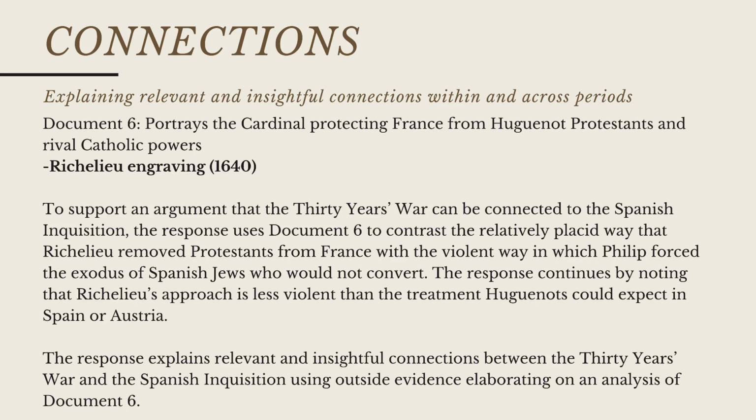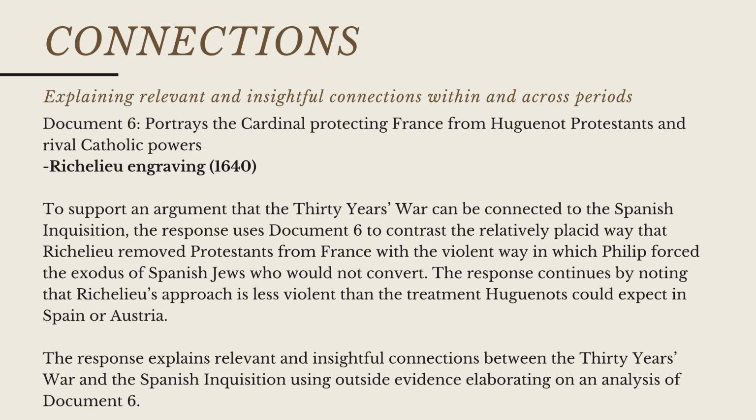It's using document 6, which is the Cardinal Richelieu engraving, portraying the cardinal protecting France from Huguenot Protestants and rival Catholic powers. To support an argument that the 30 Years' War can be connected to the Spanish Inquisition, the response uses document 6 to contrast the relatively placid way that Richelieu removed Protestants from France with the violent way in which Philip forced the exodus of Spanish Jews who would not convert.